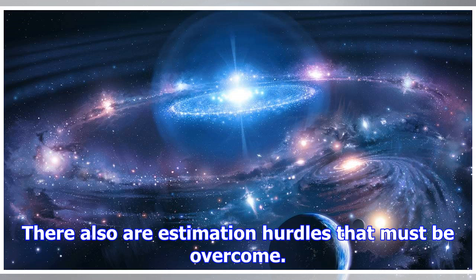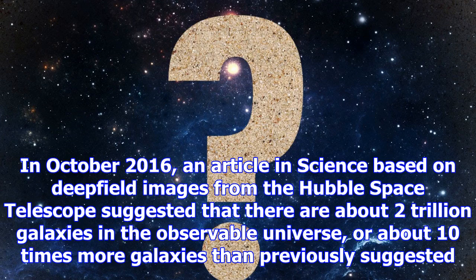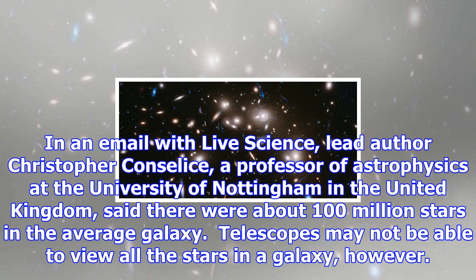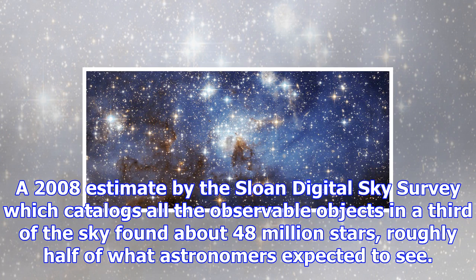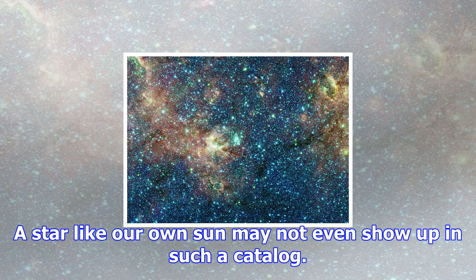In an email with Live Science, lead author Christopher Conselice, a professor of astrophysics at the University of Nottingham in the United Kingdom, said there were about 100 million stars in the average galaxy. Telescopes may not be able to view all the stars in a galaxy, however. A 2008 estimate by the Sloan Digital Sky Survey, which catalogs all the observable objects in a third of the sky, found about 48 million stars, roughly half of what astronomers expected to see. A star like our own sun may not even show up in such a catalog.